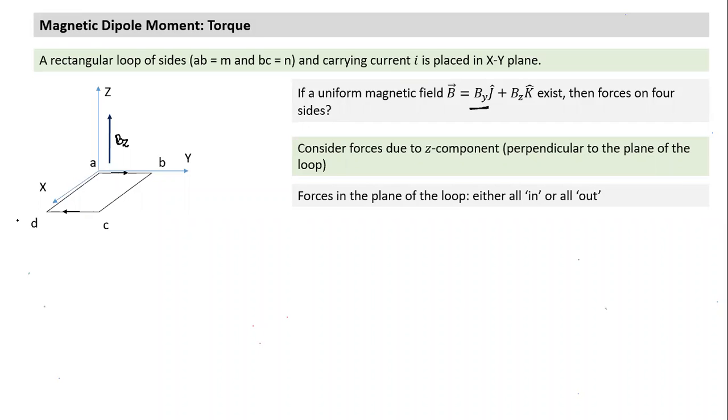Side AB, what is the L vector here? I can use the vector property to find the direction. On this side, the L vector is along minus I cap, and the B vector is K cap. So the direction of force will be along minus I cap cross K cap. That's the direction of force on side AB.